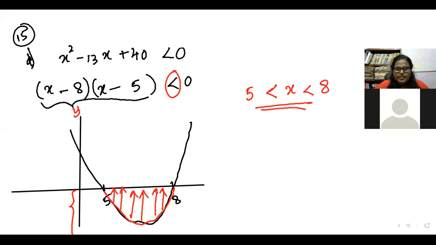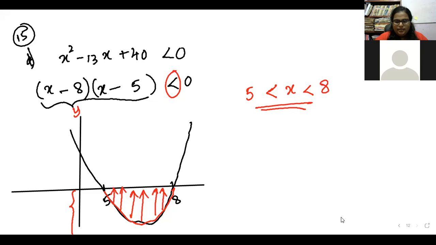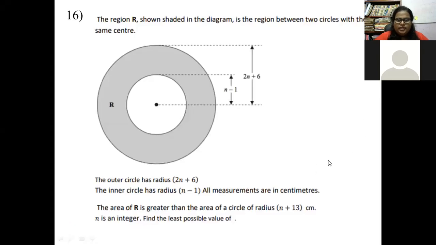Right. Then we see the next question here. In this final question, you can see the diagram of this one. It is two circles given with the same center. Here it is given that the radius of the inner circle is n minus 1 and the radius of the outer circle is 2n plus 6. So here this is n minus 1 and 2n plus 6.